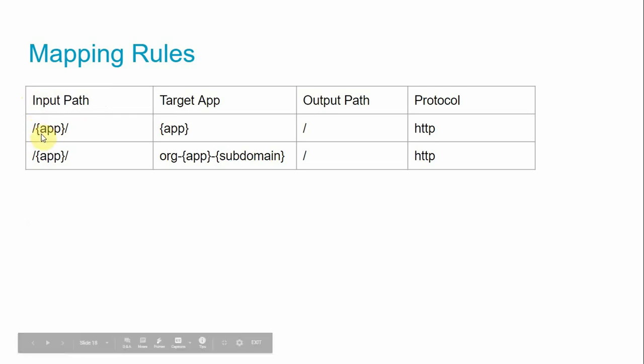The input path is slash, and whenever you write anything in curly brackets, that is a variable. My target app is app, then the output path is slash, and the protocol is HTTP. So basically I'm getting the request on HTTPS and transferring on HTTP, so I specify the protocol here. My application name can also be in this format. I've set up a rule: slash app, curly bracket apps, that is my input path. Org is some static value, then hyphen app, and curly bracket subdomain is a reserved keyword, and the protocol is HTTP.